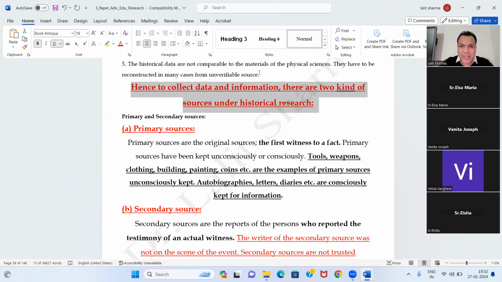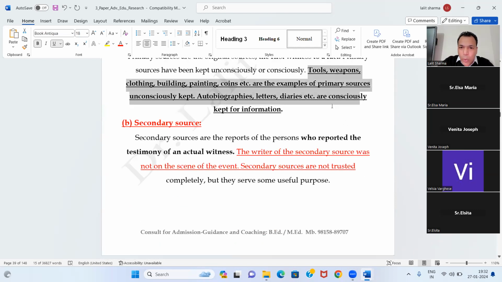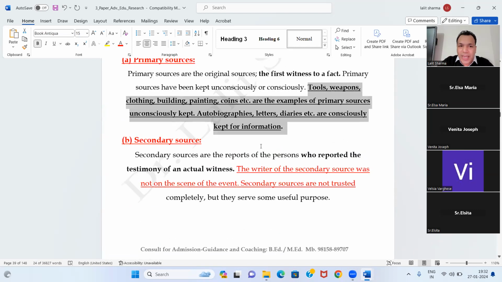What are the primary sources? Primary sources are tools, weapons, clothing, buildings, paintings, coins; these are examples of primary sources unconsciously kept. Autobiographies, not biography, autobiography, letters, and diaries are consciously kept for information. Means consciously or unconsciously you collect the data, unconsciously from the weapons or tools, or consciously from the autobiography.